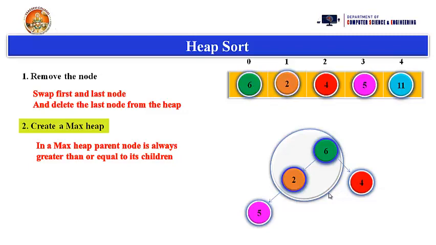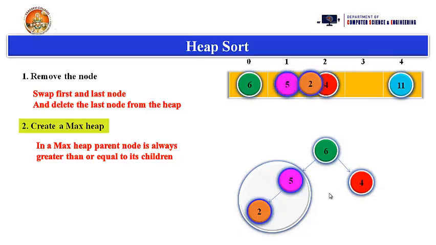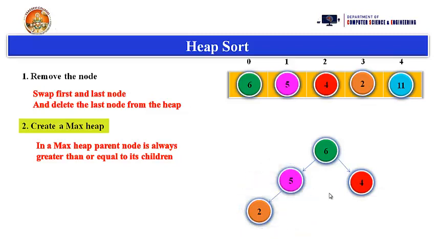Then we need to check the condition at the lower level also. If we take 5 and 2, 5 is the maximum element, so we need to swap these two elements here. So we need to swap the elements in the array also. 2 and 5, we need to swap those two elements. Now the tree is in max heap condition.